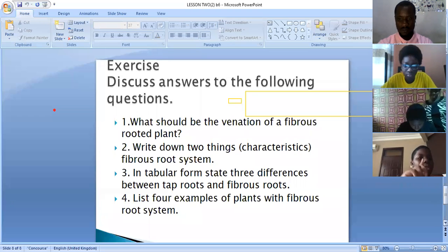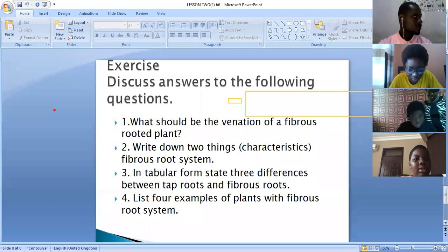Yes, Oreku, still please help me. In tabular form, state 3 differences between taproots and fibrous roots. So when you hear a question like this, in a tabular form, we are talking about a table form. Your answer should be in a table form.